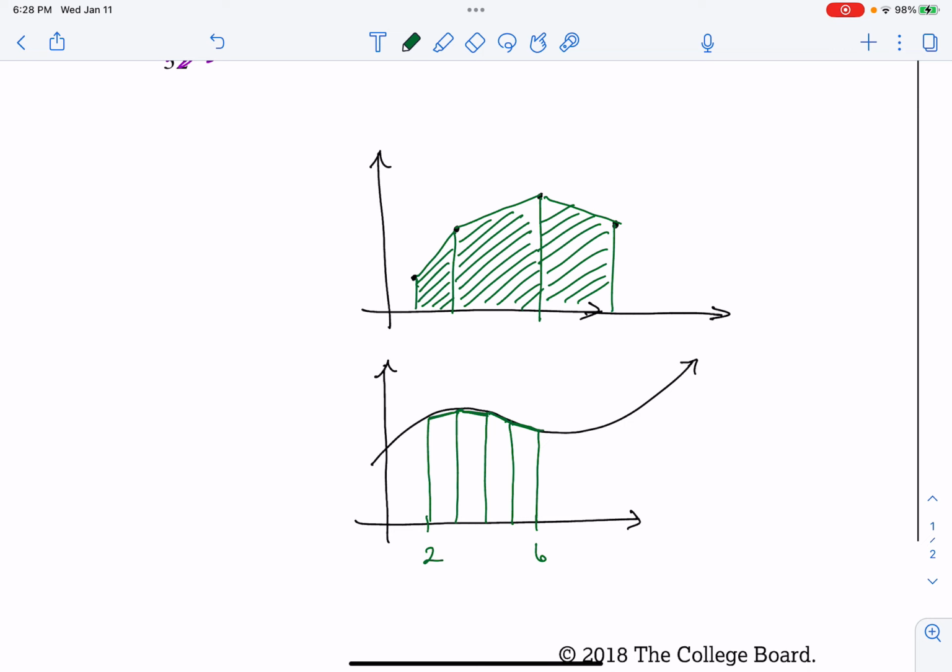And just like with the left and right Riemann sums, these trapezoidal sums can be either an over approximation or an under approximation based on the way your graph curves, right? So it's not guaranteed to be an under approximation or an over. So if you want to get a sneak peek at that, that's the idea behind it.